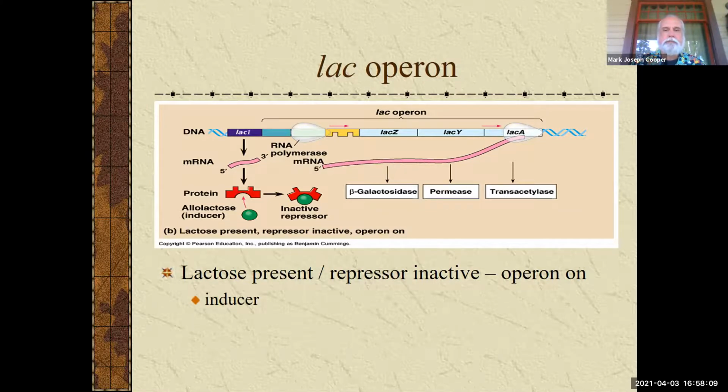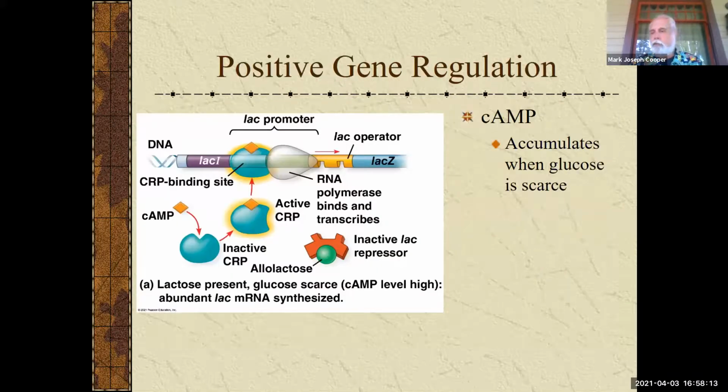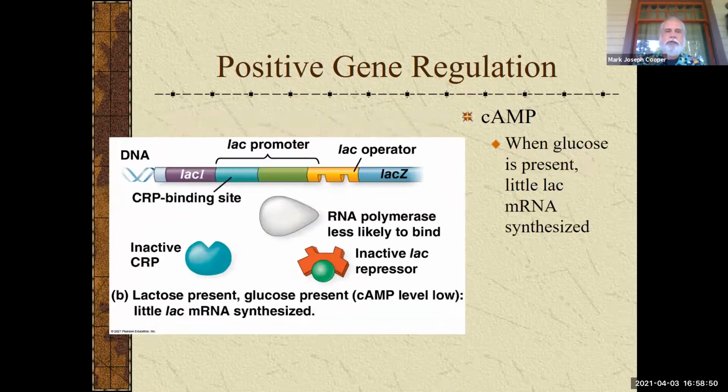So again, these are inducers. There's also positive gene regulation, and here we're using the second messenger cAMP. When you don't have a lot of glucose, cAMP is made, so you have high levels. Because of the cAMP, you're making a lot of messenger RNA for the lac promoter and operator, so you make a lot of these proteins. Then when glucose is present, the cAMP levels are low, and you don't make as much messenger RNA.